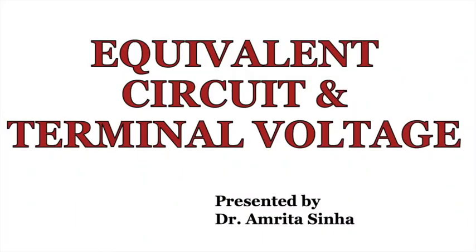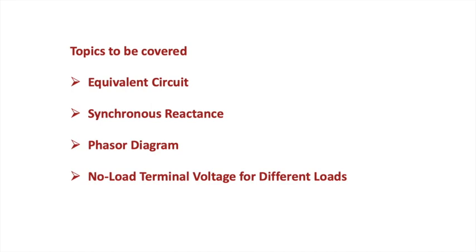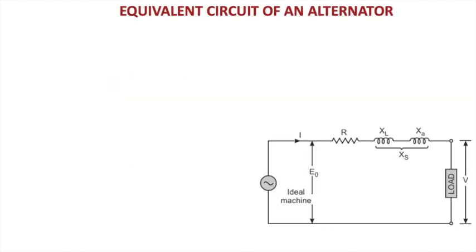Today we will be discussing the equivalent circuit of the synchronous generator and its terminal voltage for different types of load. In the last lecture, we studied the different types of voltage drops in the generator, and now we'll try to correlate them with the equivalent circuit and redraw the phasor diagrams. The topics to be covered today are the equivalent circuit, the synchronous reactance, the phasor diagram, and the terminal voltage for different loads.